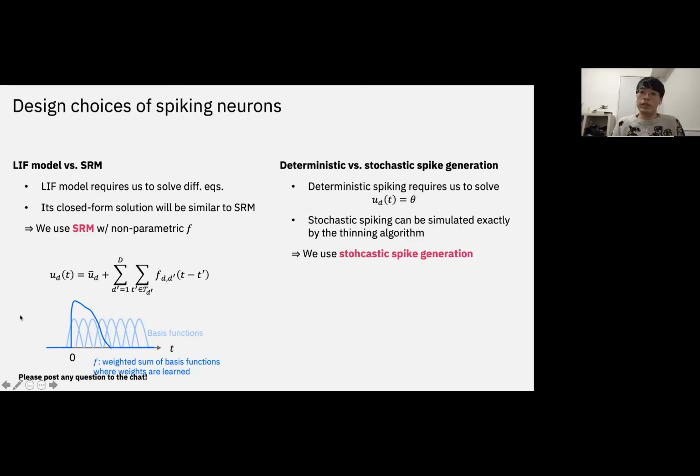For the spike generation model, we decided to use stochastic spike generation. If we use a deterministic spike generation model, we have to solve an equation like this in order to determine the exact time when the neuron spikes. In contrast, if we use a stochastic spike generation model, we can use the sampling algorithm of the point process to exactly simulate the spiking neural network without solving such complex equations. So this is the reason why we use a stochastic spike generation model.